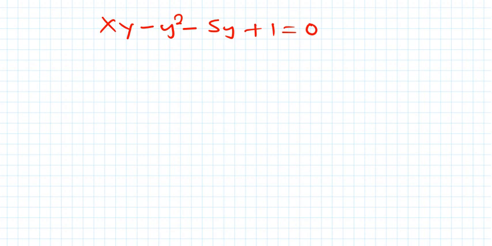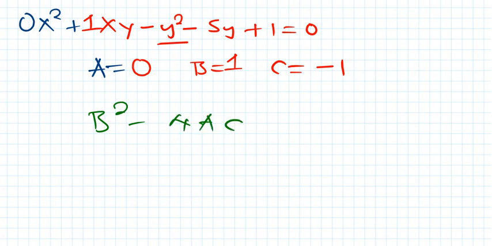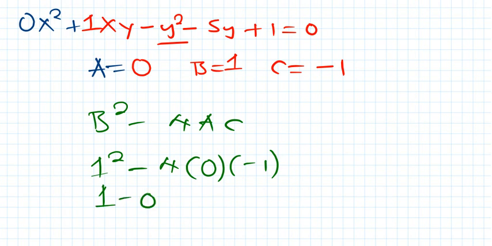Okay, so identify your a. Your a is the coefficient of x squared. We don't have any here, so it implies that's a 0. Our b is the coefficient of the xy, which is a 1, and then our c is the coefficient of y squared, which is a negative 1 in this case. Okay, now substitute. B squared minus 4ac. Your b is a 1, your a is a 0, your c is a negative 1, so it doesn't matter. You end up with just a 1 minus 0, which is just a 1.